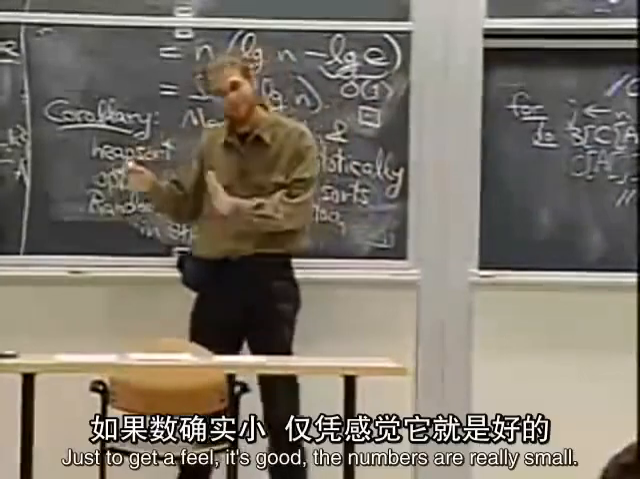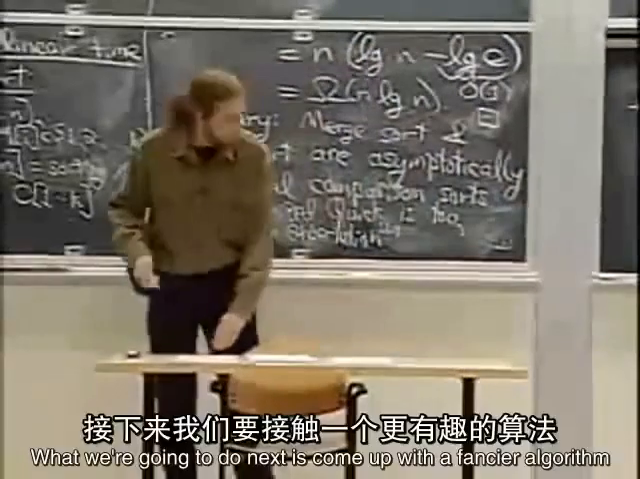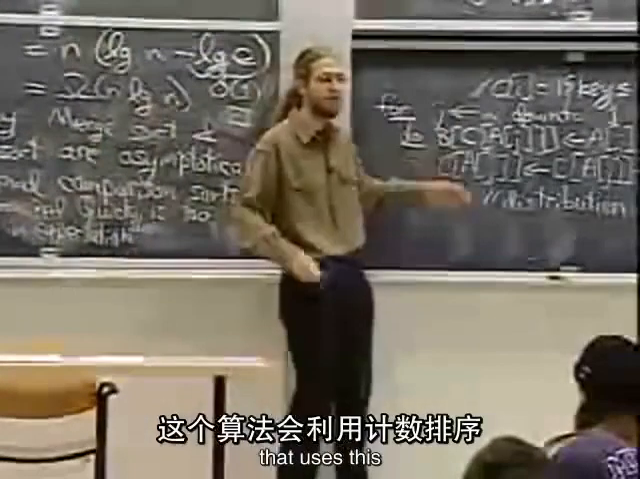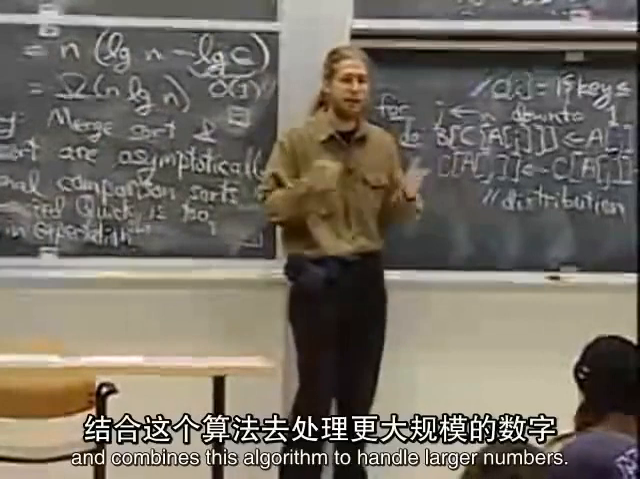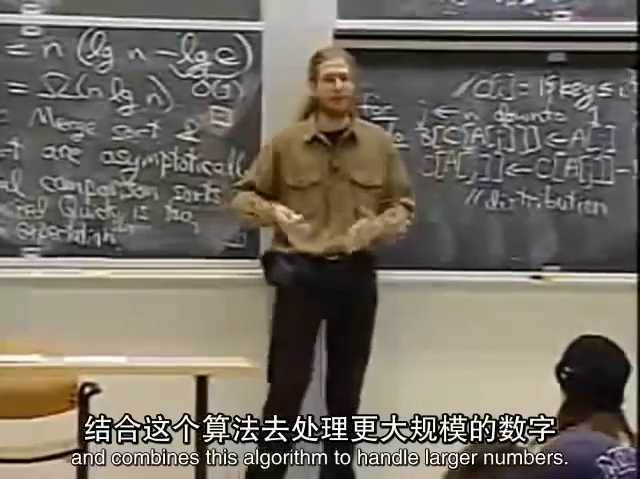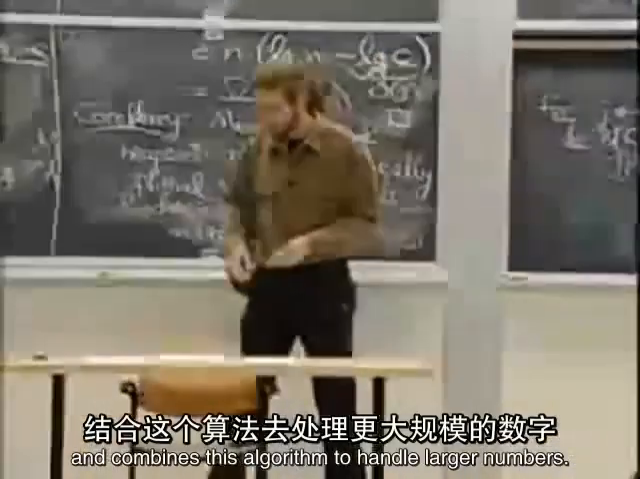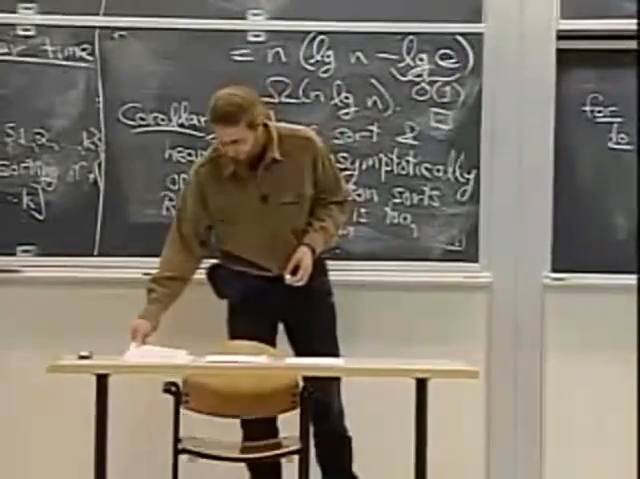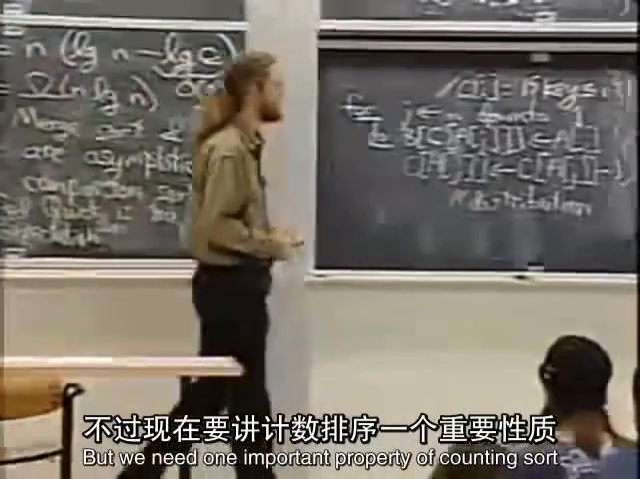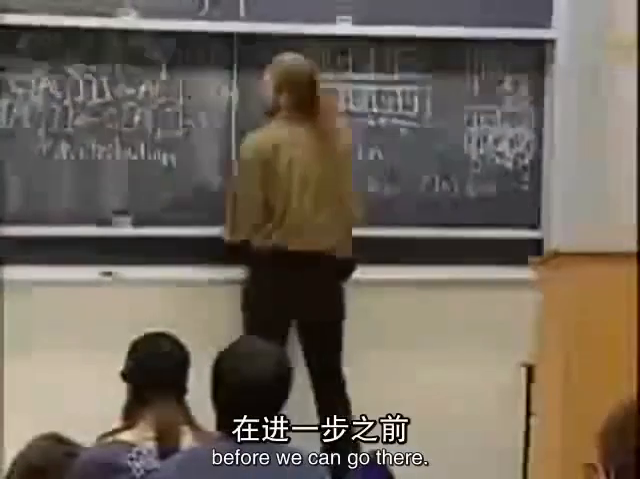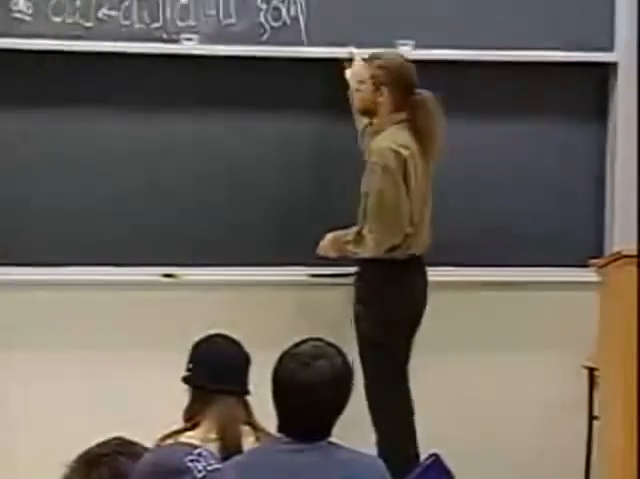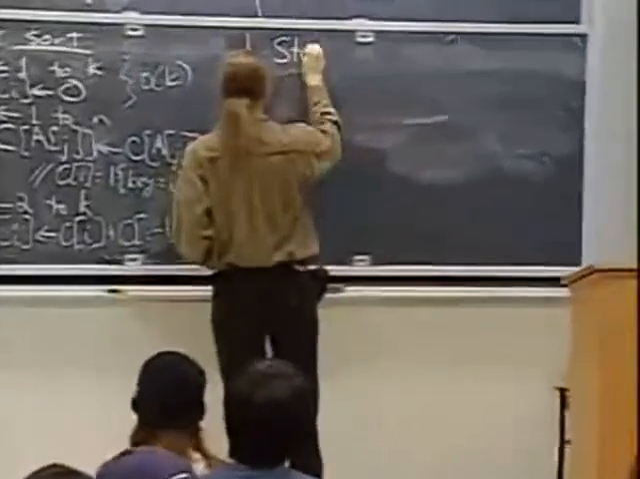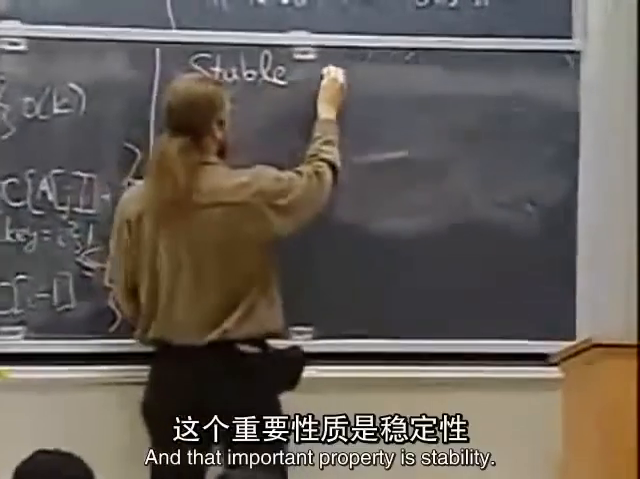So just get a feel. It's good if numbers are really small. What we're going to do next is come up with a fancier algorithm that uses this as a subroutine on small numbers and combines it to handle larger numbers. That algorithm is called radix sort, but we need one important property of counting sort before we can go there. And that important property is stability.